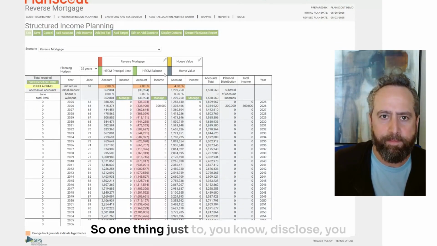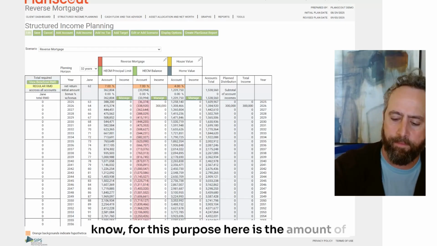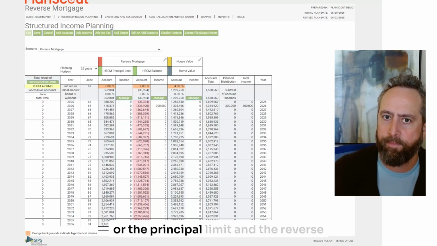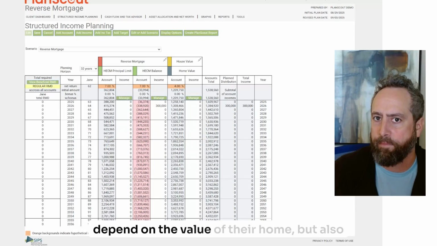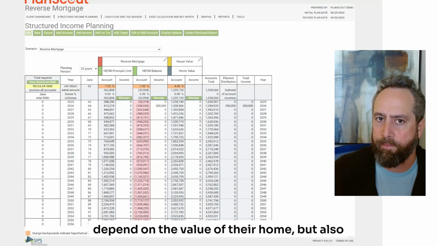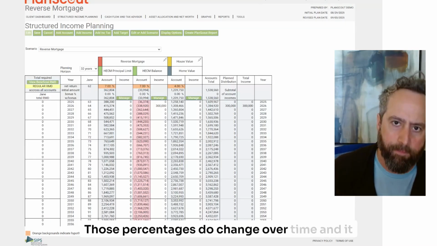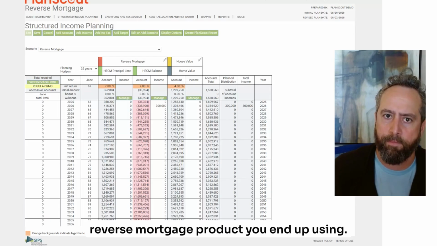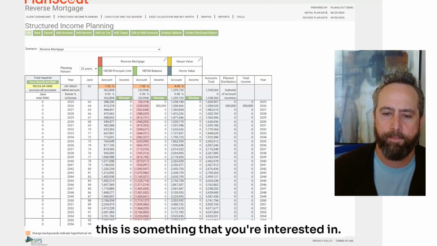So one thing to disclose for this purpose: the amount of the principal limit that the client can get, or the principal limit in the reverse mortgage that they can qualify for, is going to depend on the value of their home, but also their age when they take out the reverse mortgage. And those percentages do change over time, and it can vary based on what particular reverse mortgage product you end up using. So you'll want to check with your financial professional if this is something that you're interested in.